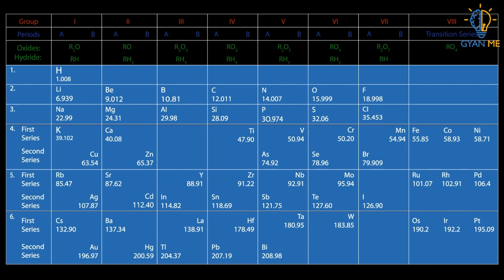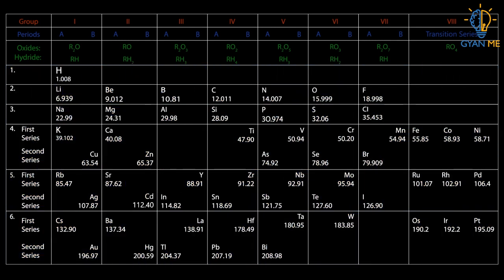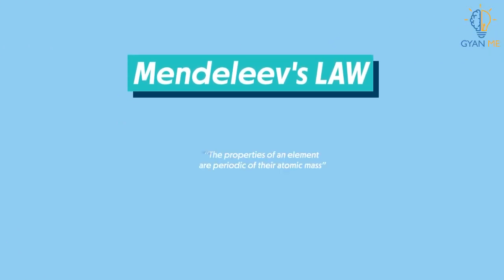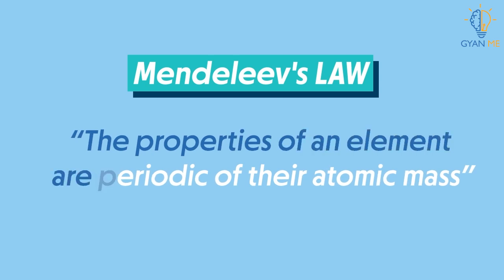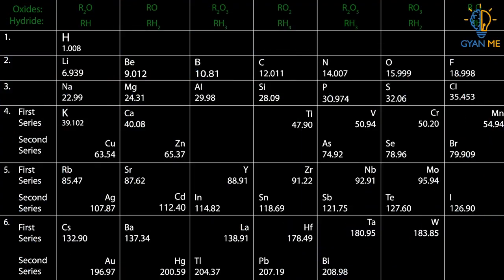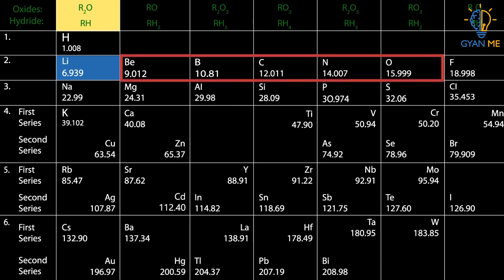Based on this table, he reached one conclusion. He concluded that the physical properties and chemical properties were interlinked. He then gave a law stating the properties of an element are periodic functions of their atomic mass. Thus, Mendeleev's periodic law states that the physical and chemical properties of the elements are repeated after a certain interval of time, as the elements are arranged in ascending order of their atomic masses.